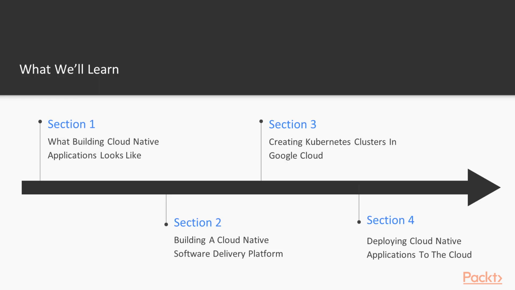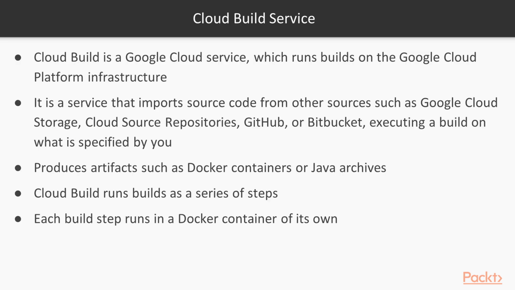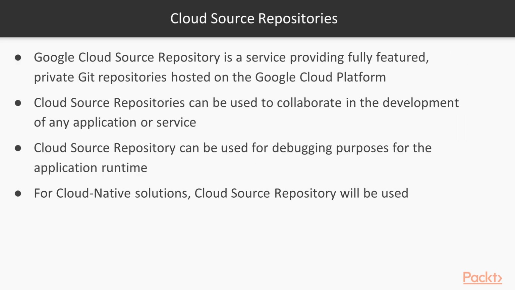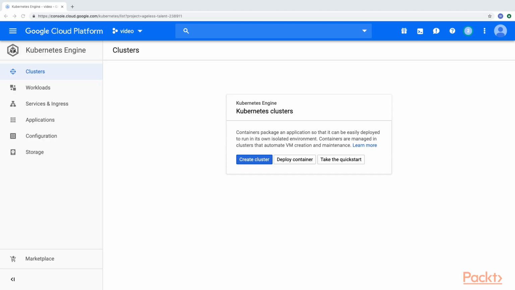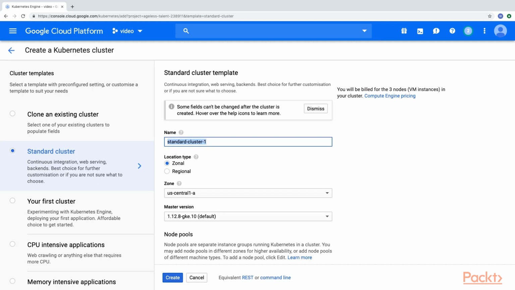This course is divided into 4 sections. In Section 1, we will see what it means to build cloud-native platforms and applications. You will then proceed to understand Cloud Build, Cloud Source Repositories, Cloud PubSub, and functions, and also about the Google Kubernetes Engine. These will be some of the cloud services used to build our solution.